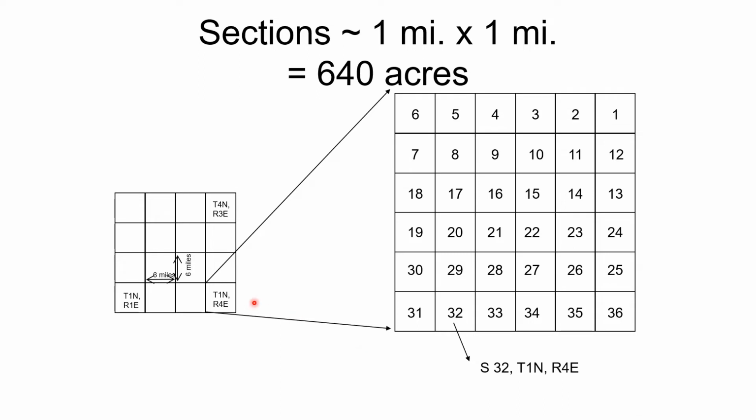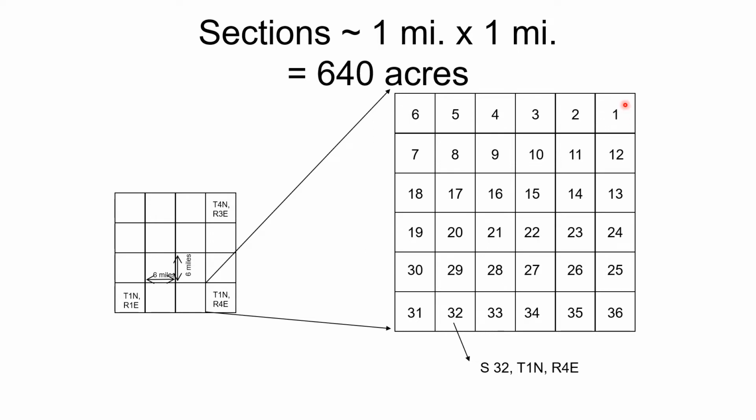Okay, so that's how those townships are named. All right, so now we've got townships, and if we blow a township up, remember a township is 6 miles by 6 miles, that township is then subdivided into 1 mile by 1 mile squares. Each of these 1 mile by 1 mile squares is called a section. And a section has 640 acres in it. So a square mile is 640 acres.